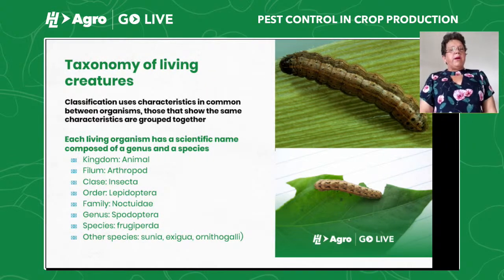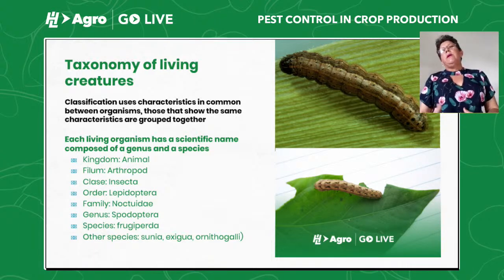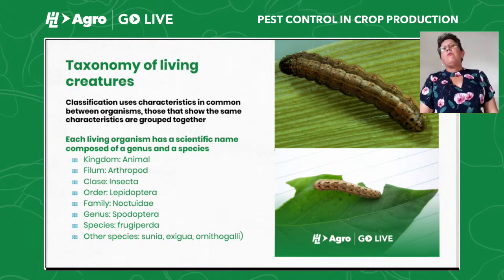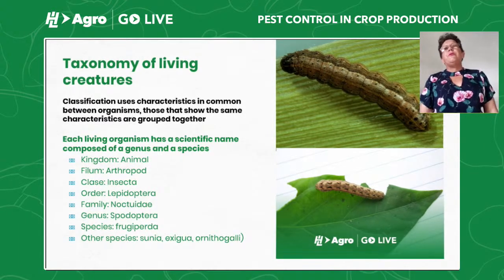Each living organism has a scientific name, and a scientific name is composed of a genus and a species. For example, for humans, our scientific name is Homo sapiens. Every animal has a scientific name because otherwise, in different languages and different regions, one organism is called by different names, and that causes a lot of confusion, and it's very hard to talk about things and to know about things. So it's very useful to have scientific names.